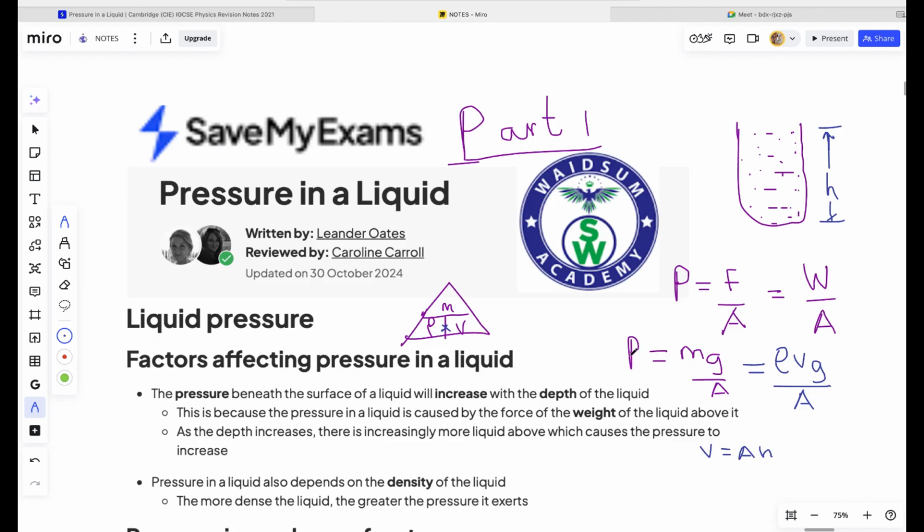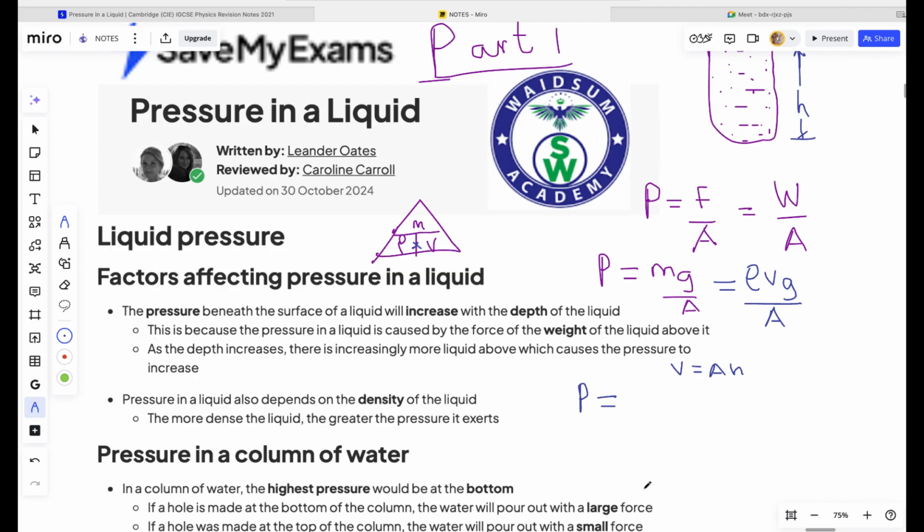So the new formula of pressure, because we are going to pressure of liquid. I just want to introduce this. You will not find this in most of the books. I just want to show you this before we go to our tutorial. So we write pressure equals the density, which is rho, times area times height, which replaces the volume, and then after the volume we have the gravity, over this area.